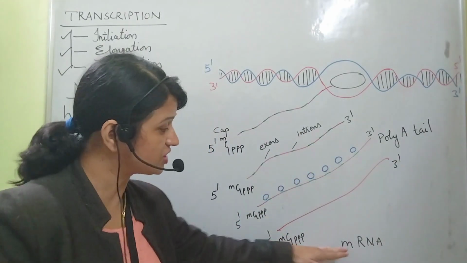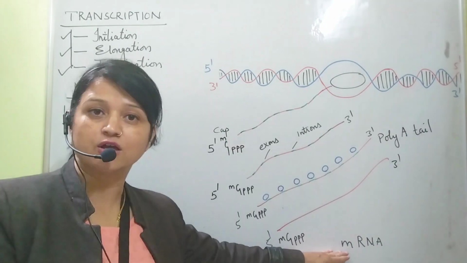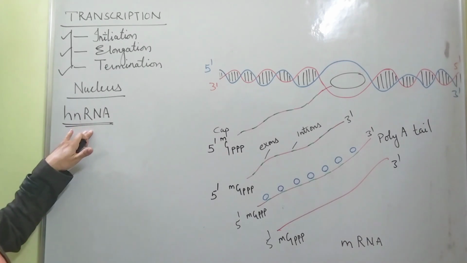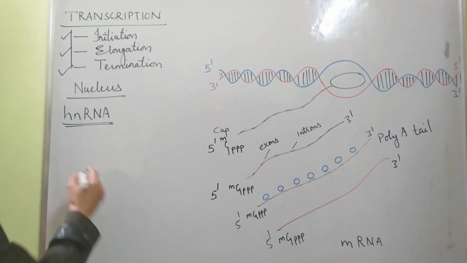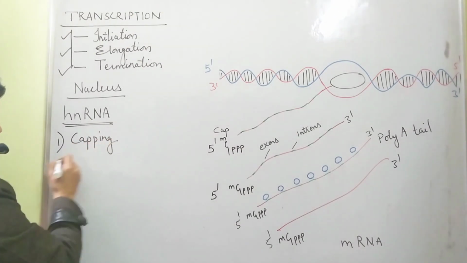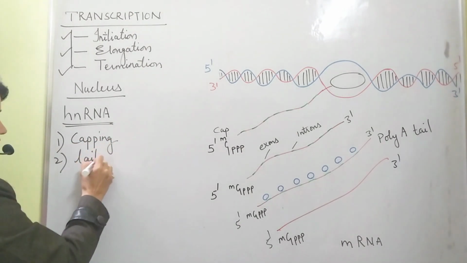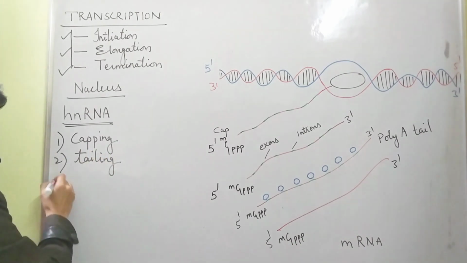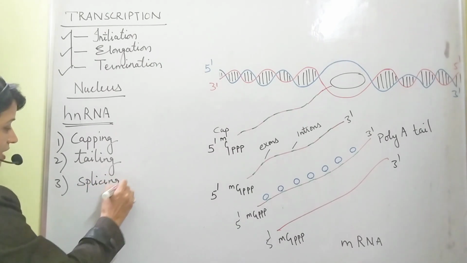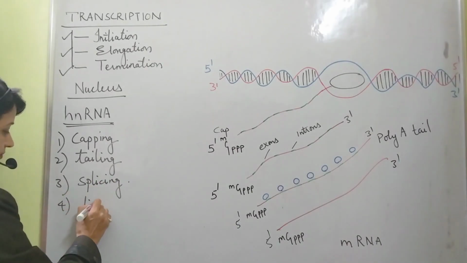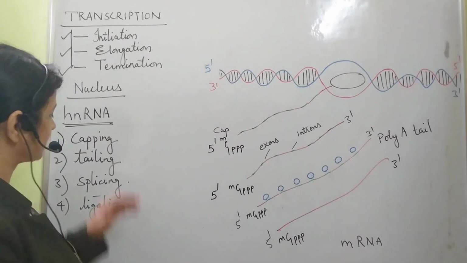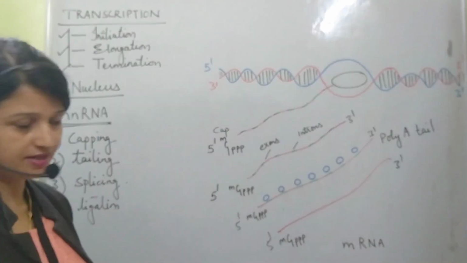So to get the messenger RNA, there is processing of hnRNA. The processing of hnRNA includes various steps, that is capping, tailing, splicing, and ligation. So let's see what capping, tailing, splicing and ligation are.